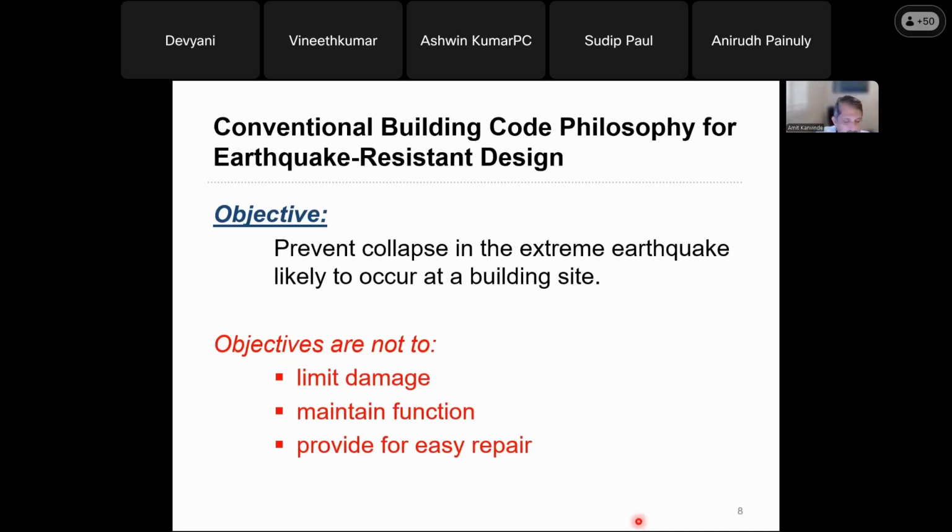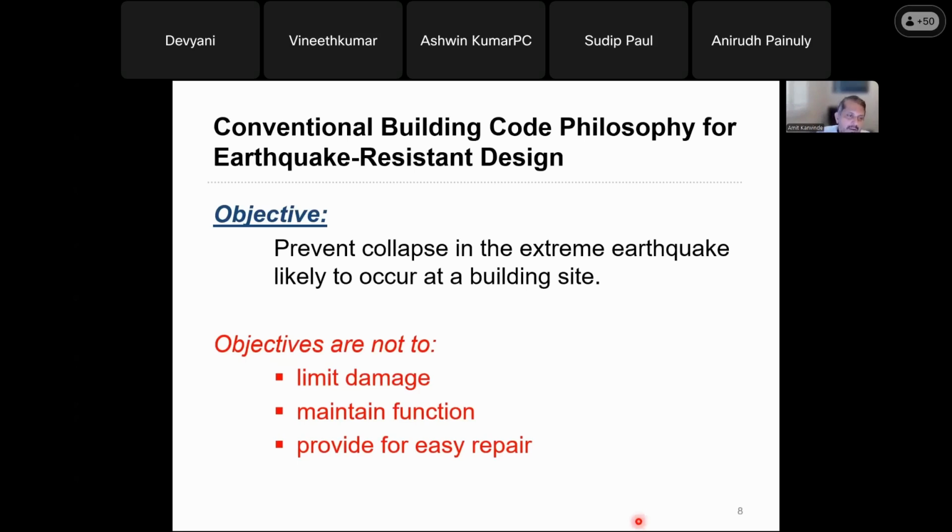Okay, and this is a really important consideration. And one might wonder why we're not really focusing on these. Obviously, more and more people talk about things like resilience and repairability and so forth, but that's not really what the code is focused on. The code is largely focused on public safety.